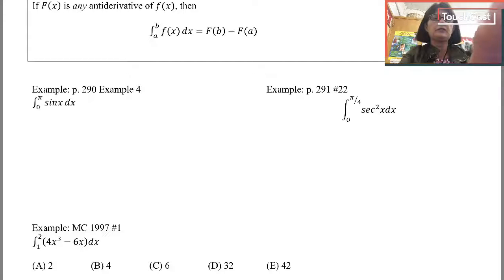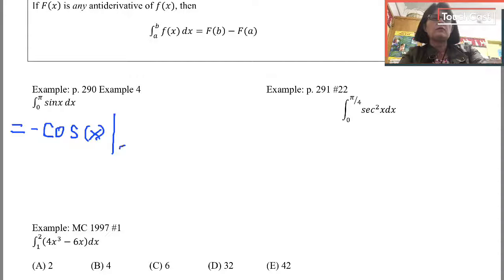Please notice this notation. This is going to be negative cosine of x from 0 to pi. That's that same tall line we've used before to mean evaluated at. But here we're going to have to evaluate at two values, the lower limit and the upper limit.